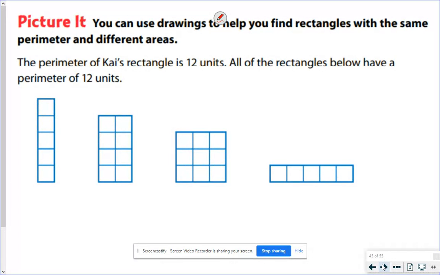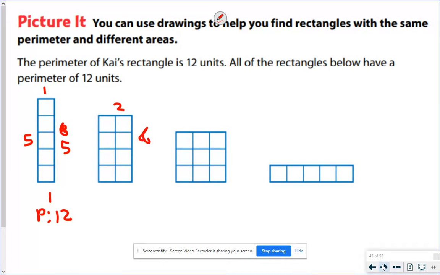All of these rectangles below also have a perimeter of 12 units. We count around the sides or add all the sides up together. One plus 5 and 5 plus 1, that's 12.